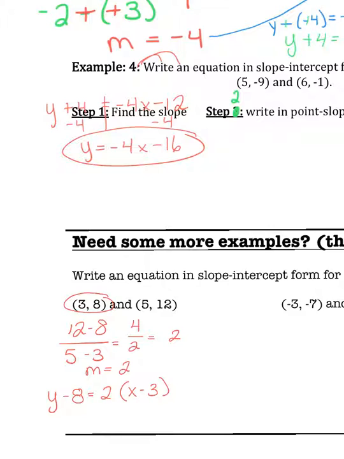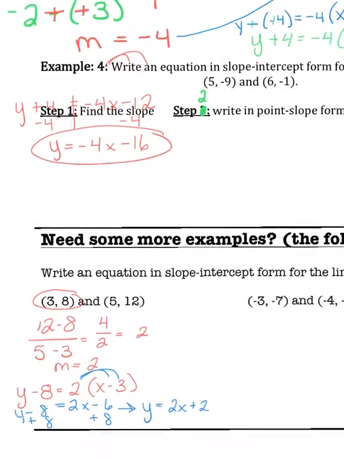Now I'm going to try and change it to slope intercept. Getting y by itself, I distribute the 2. So I get 2x minus 6, bring down the y minus 8, add 8 to both sides, and my final answer in slope intercept form would be y is equal to 2x plus 2.